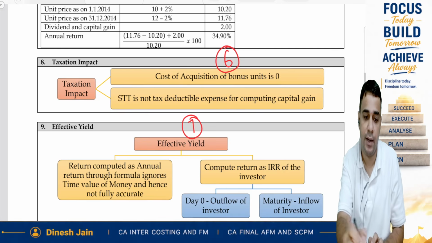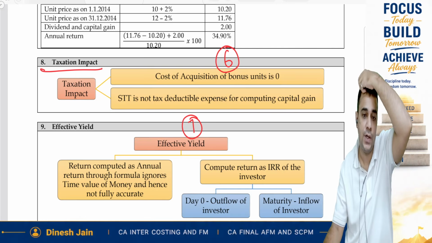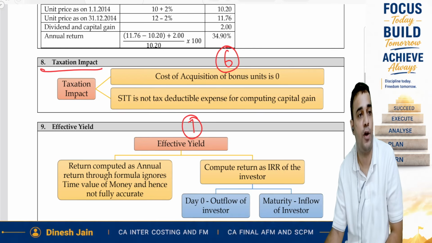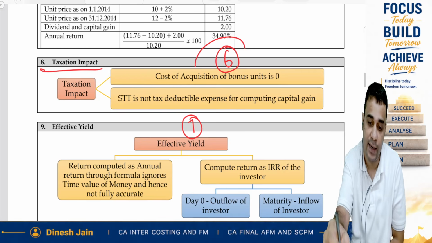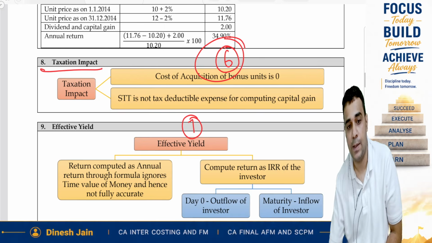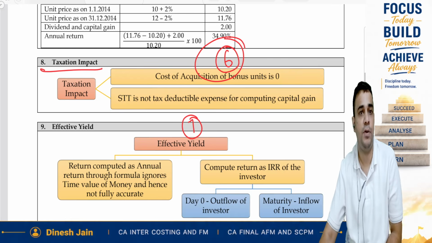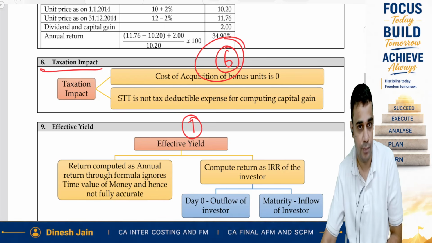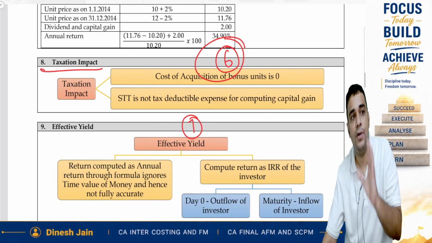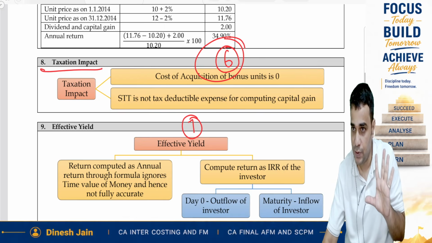Concept 7 we'll be doing later. Concept 6, taxation impact. Cost of acquisition of bonus unit is 0. STT is not a tax deductible expense for computing capital gain. On the side, write question 6. Concept 8 is also tested in question 6. Both the concepts we are going to test in question 6. Clear? 7 is some other concept. That's why I've left it in between. Understood this? Can we proceed? Clear?